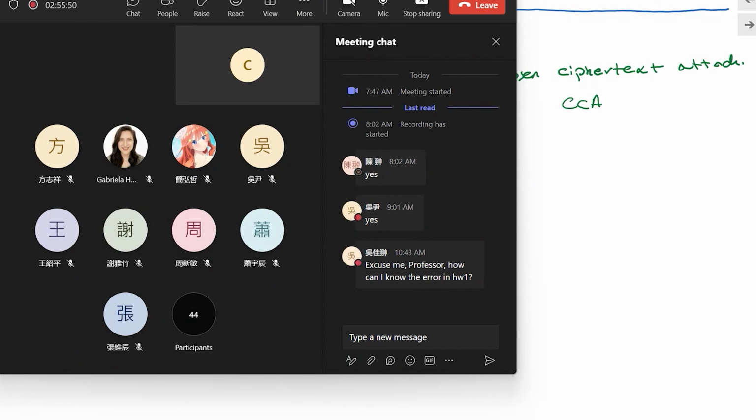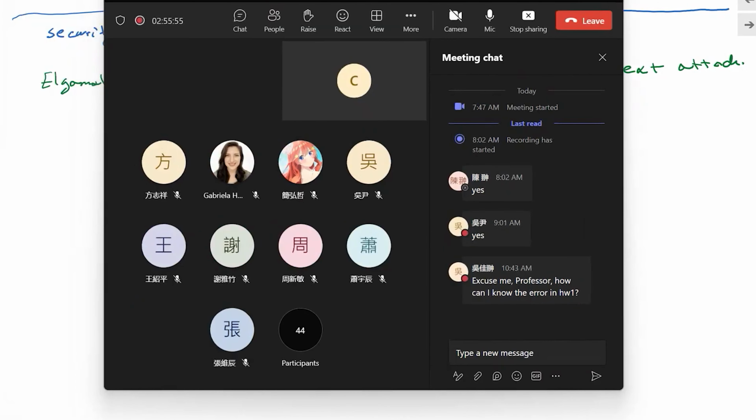How can I know the error in homework 1? Well, the point is, for homework 1, I published the solutions. You should be able to download it from the EE class platform. You have access to the reference solutions. And if you think that there is any mistake in counting, or you think that your solution is also correct but it was graded with some errors, please contact the TA, and he would help you to deal with that.